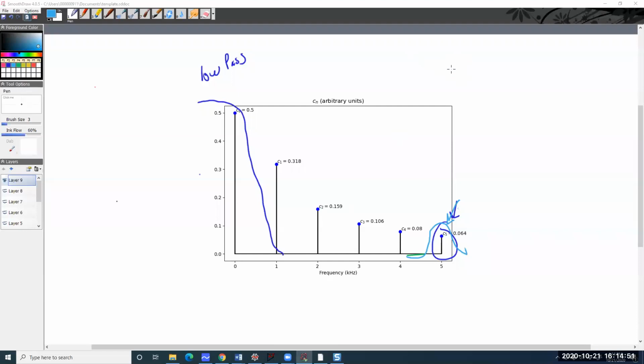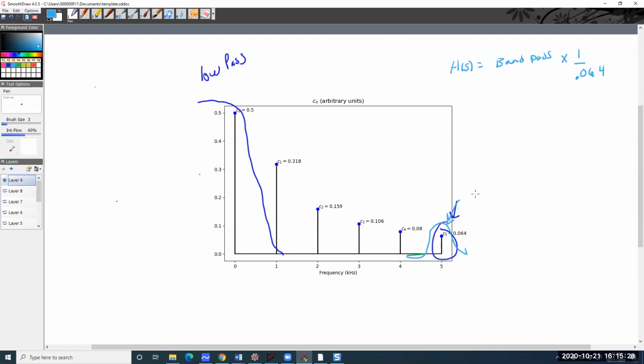Right? So the thing is I can have H of S bandpass, right? But then I need to multiply it by 1 over, I need to give it a gain, right? Because this, I want 1 out. This is a sine wave with an amplitude of 0.064, but I want an amplitude of 1. So I have to have a bandpass filter that does this, right?